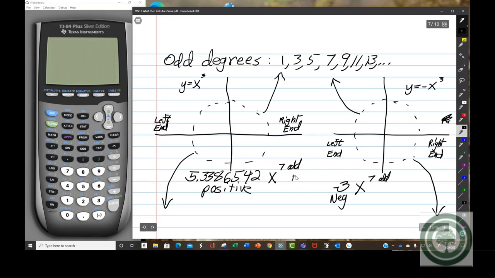Because you would have other stuff out here too. Blah, blah, blah. And plus, blah, blah, blah. Gotta have sound effects. So the highest power term and the number in front of it control a lot. They're super important.